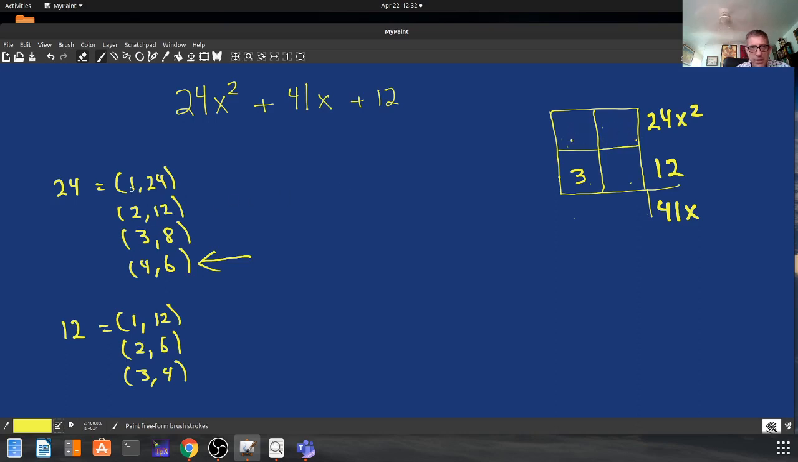And notice here I have an odd only with 3 and 8 and 1 and 24. So let's do the 3 and 8. So 3x times 8x. And let's do 3 and 4. So that's 9x plus 32x. And I finally get it, because 32x plus 9x is 41x.